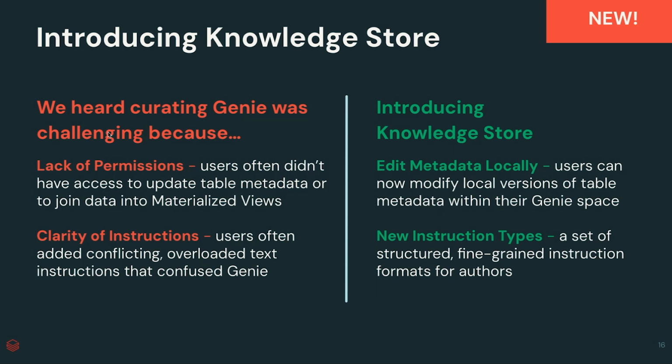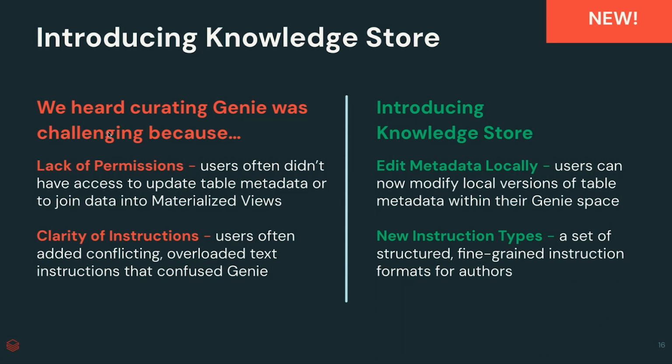The second challenge we often heard was that users often overloaded their text instructions with unhelpful context. And honestly, this was also because Genie didn't give a lot of guidance on how to add questions. To help solve for these problems, we're super excited to announce our new knowledge store. This is a revamped local semantic model for your Genie spaces so that you can quickly iterate on context.